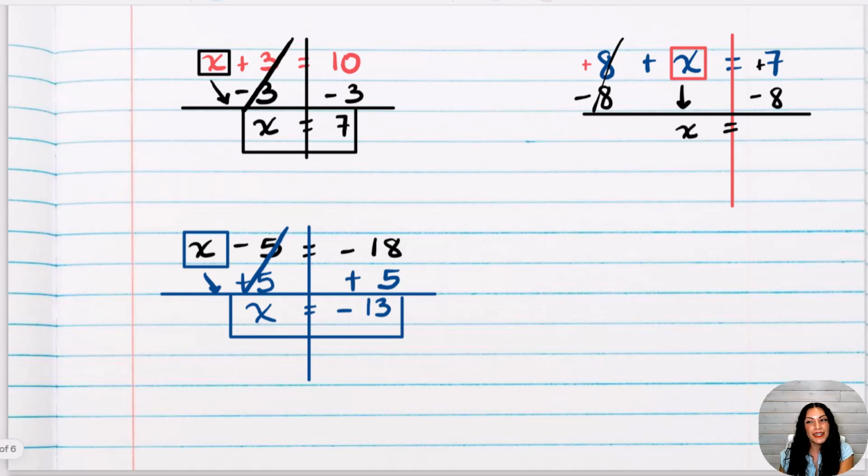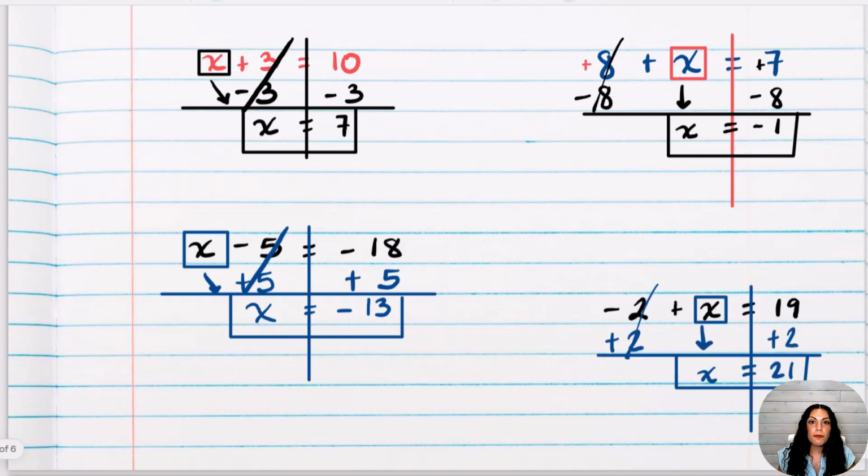So 8 minus 7 is 1. And keep the sign of the bigger number. 8 is bigger, so we get x equals negative 1. These problems we just did involved adding and subtracting and using inverse operations with plus and minus.